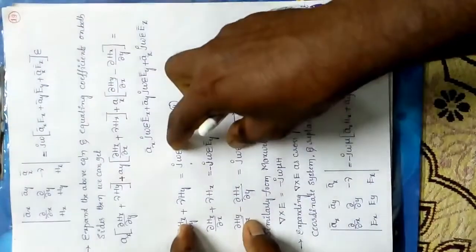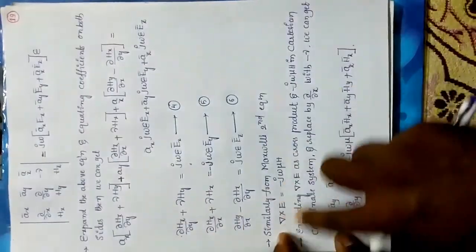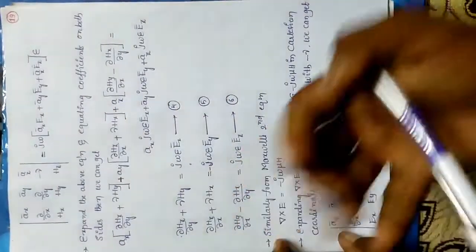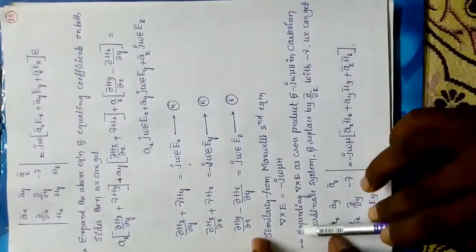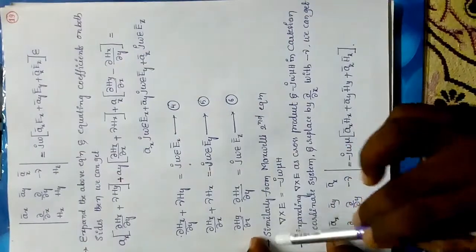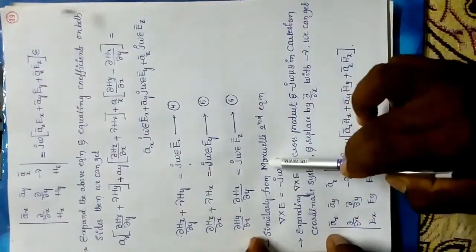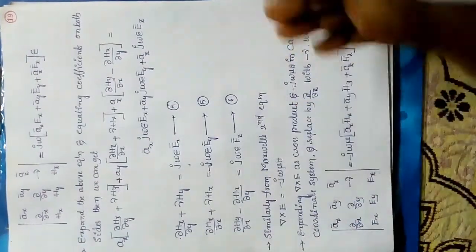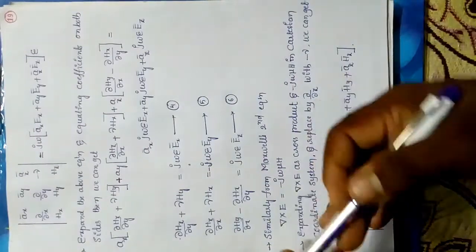So similarly, we are getting this from Maxwell's equation. How to get it? In a similar manner. Expand out del cross LHS side in cross product, and for the RHS side you simply use the Cartesian coordinate system. After that you replace dou by dou z with minus gamma.